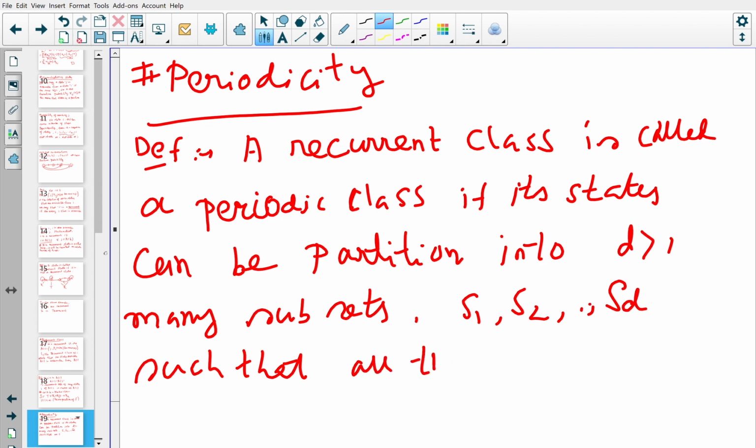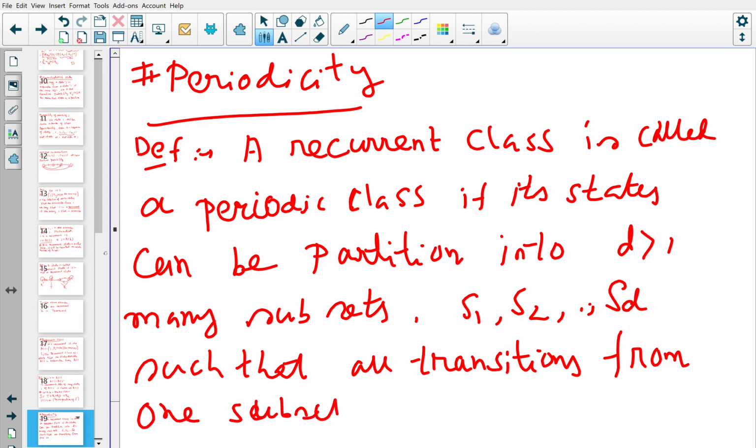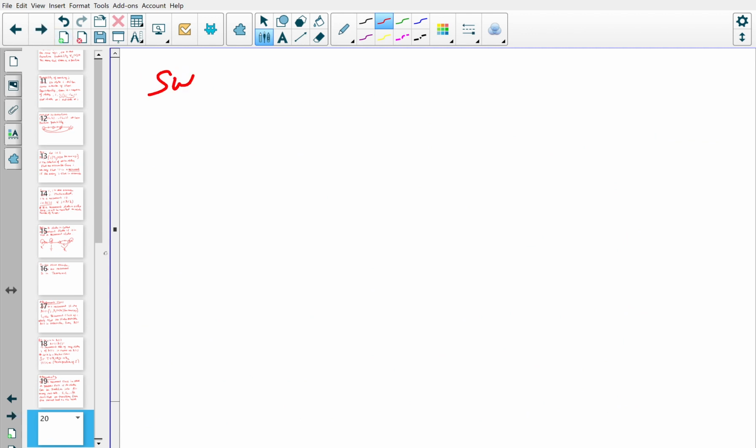all transitions from one subset lead to the next subset. You understood? You start with one subset and then the transition goes to the next, and the next, and the next.